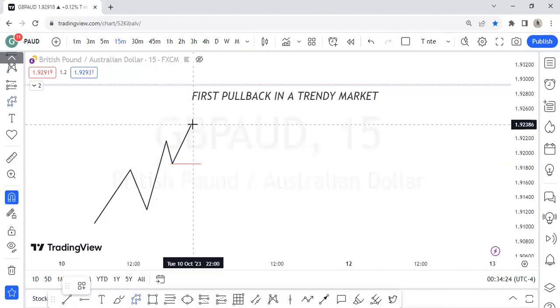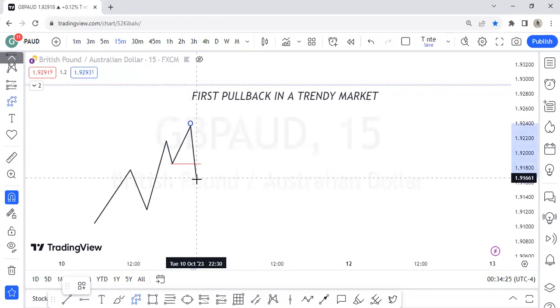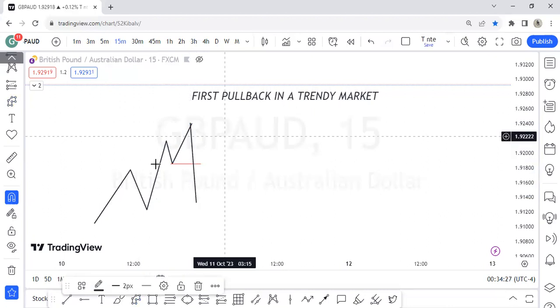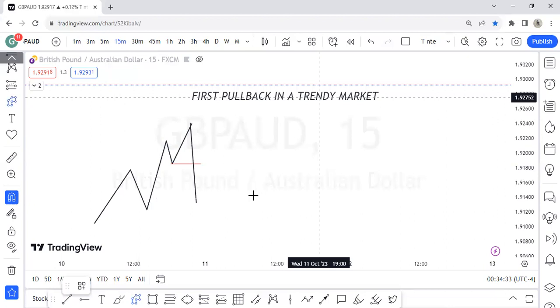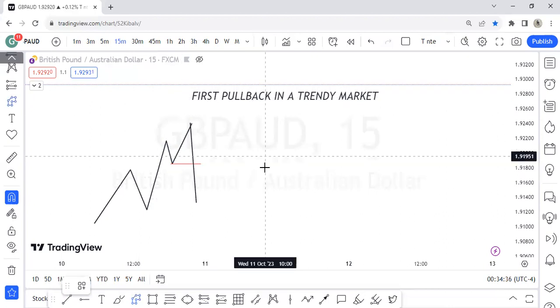All right, so now look at this. That first pullback is what we refer to as an inducement. So the first pullback in a bullish trend, or a trending market, is what we call an inducement. So for a bearish example, the market is trending downwards.